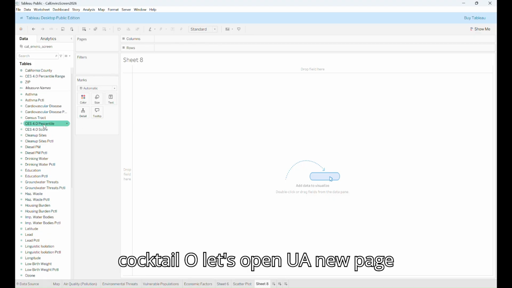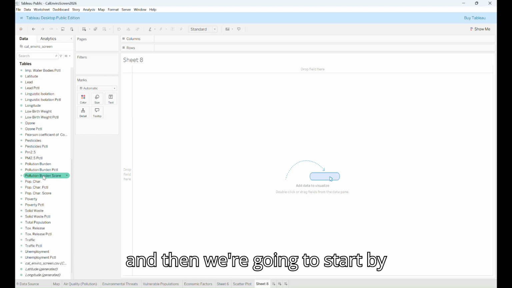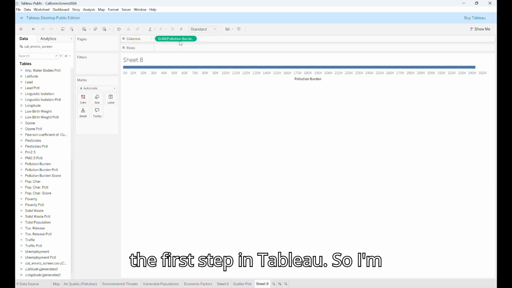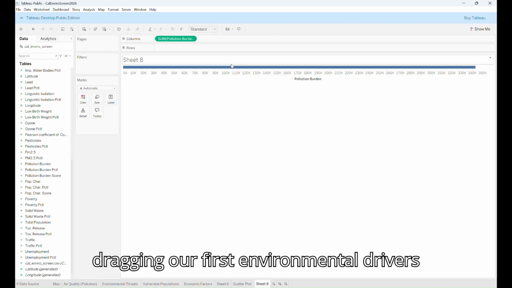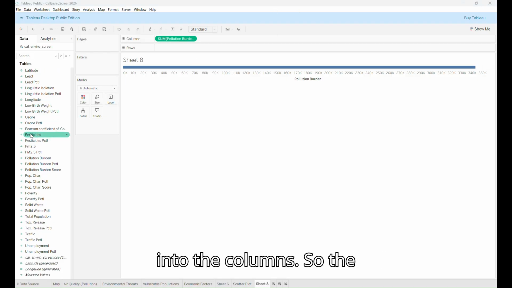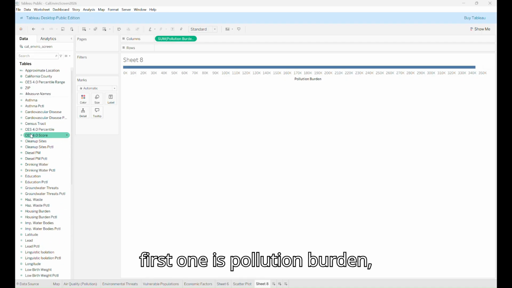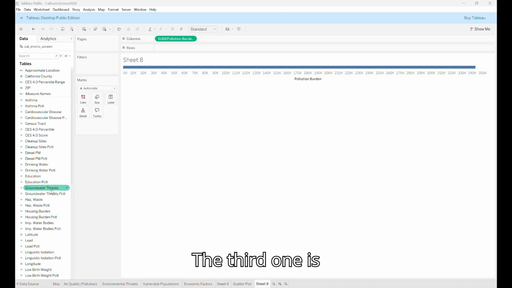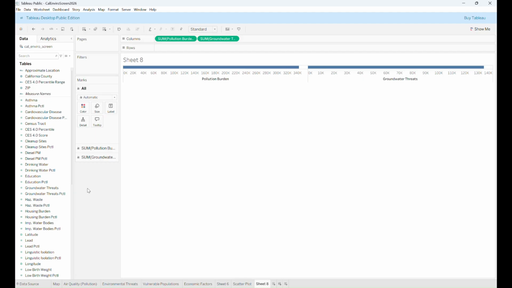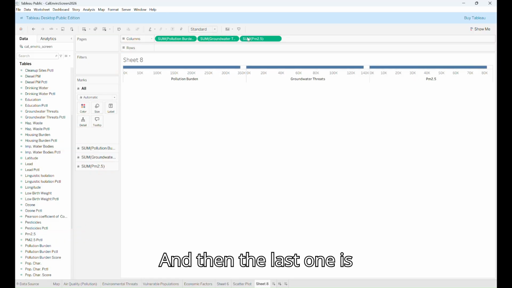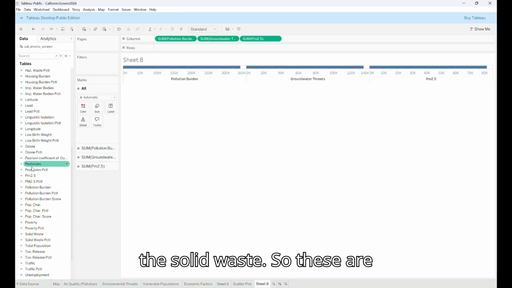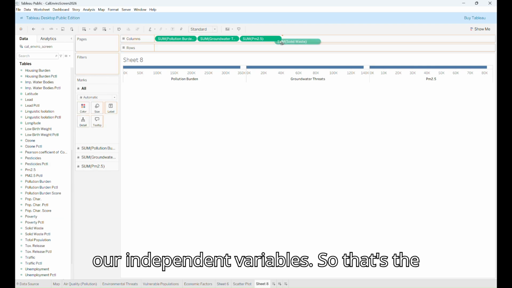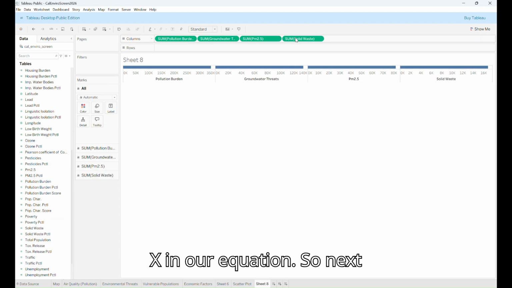So let's open up a new page, and we're going to start with the first step in Tableau. I'm dragging our first environmental drivers into the columns. The first one is pollution burden. The second is groundwater threats. The third one is PM 2.5. And then the last one is solid waste. These are our independent variables, so that's the X in our equation.